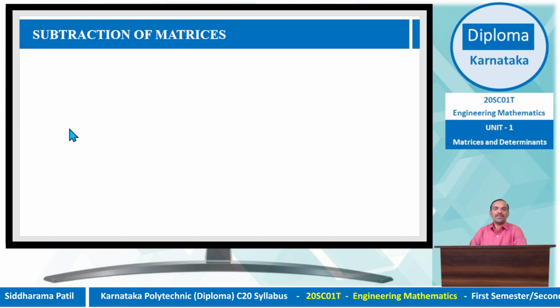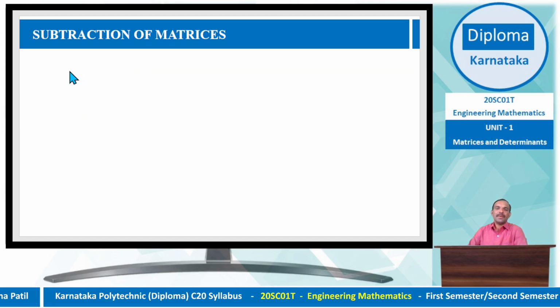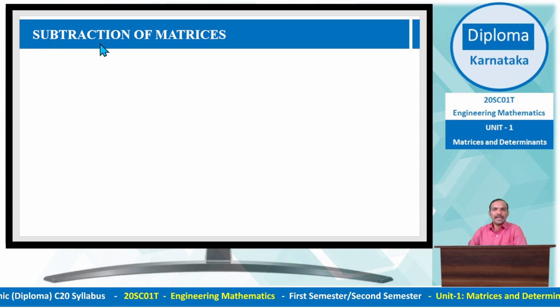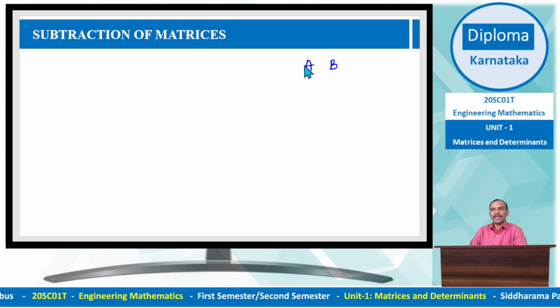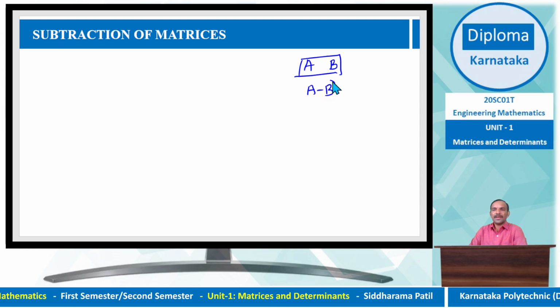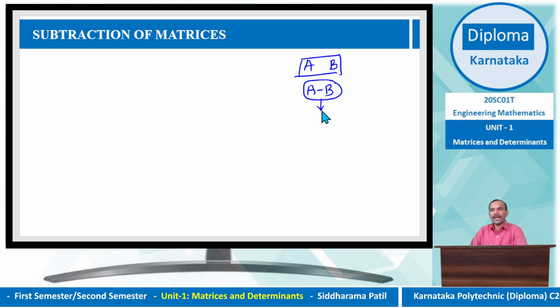Next, subtraction of matrices. As in addition, in subtraction, if A and B are two matrices, to subtract these matrices, first their order must be the same. Then A minus B is a matrix obtained by subtracting elements of B from corresponding elements of A.